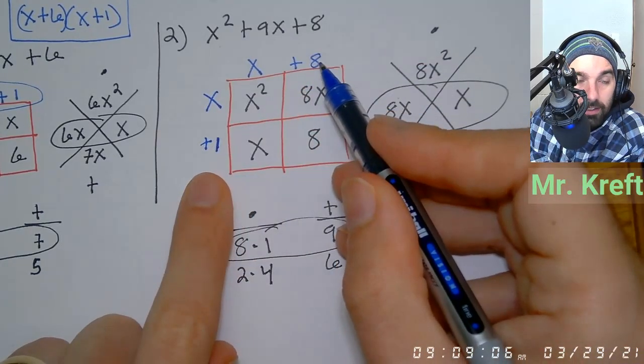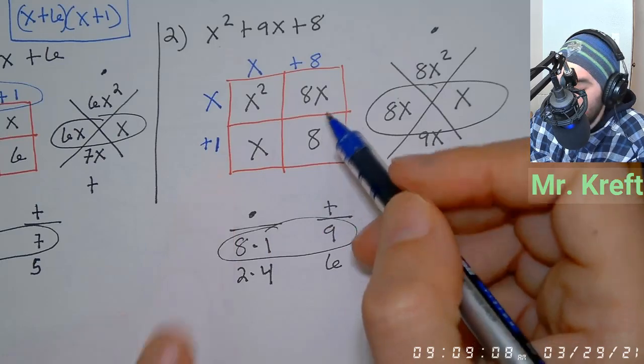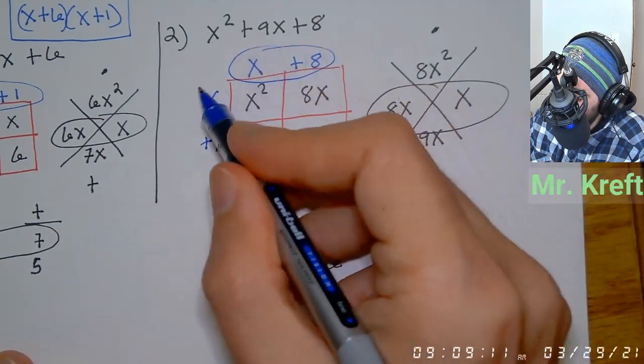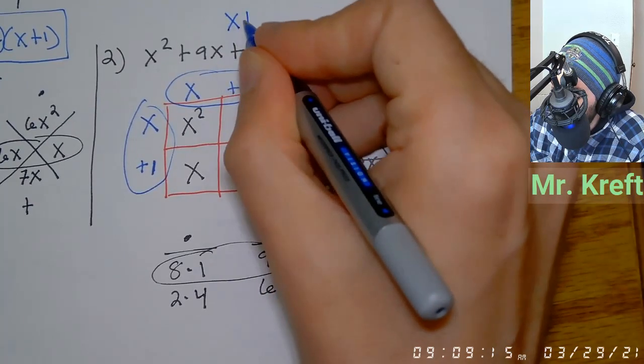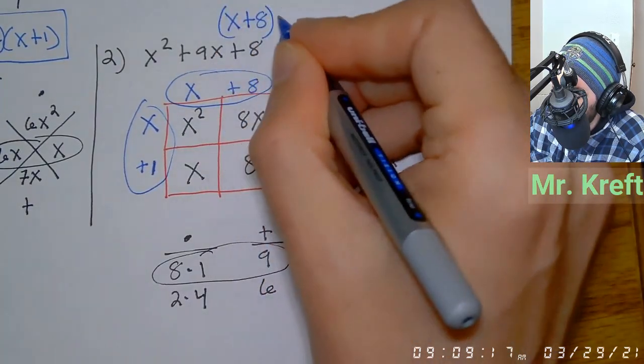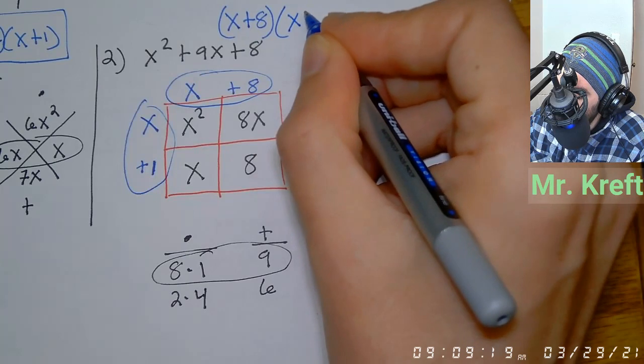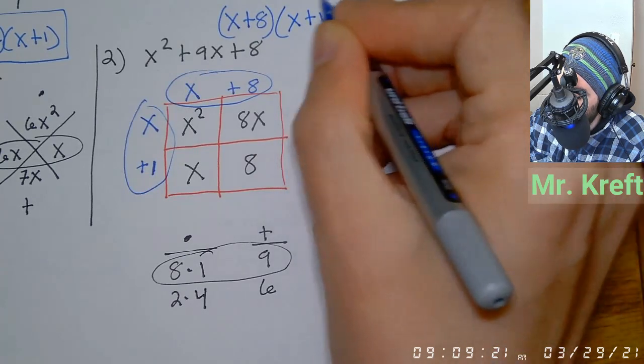And then let's double check. 8 times 1 is 8. So again, these are my factors. And you can write them in any order that you would like. So in this one again, I'm going to switch up the order just because I can. x plus 8 times x plus 1. Those are my factors.